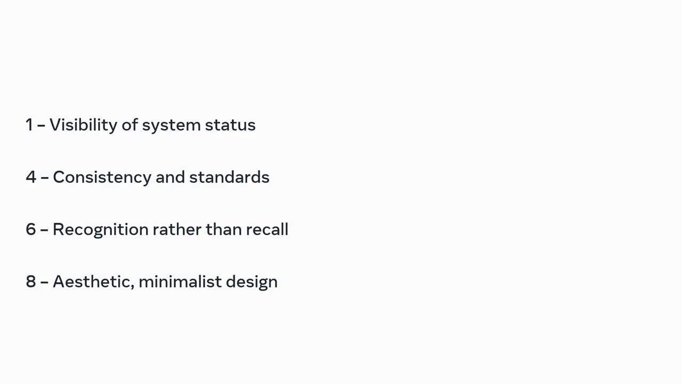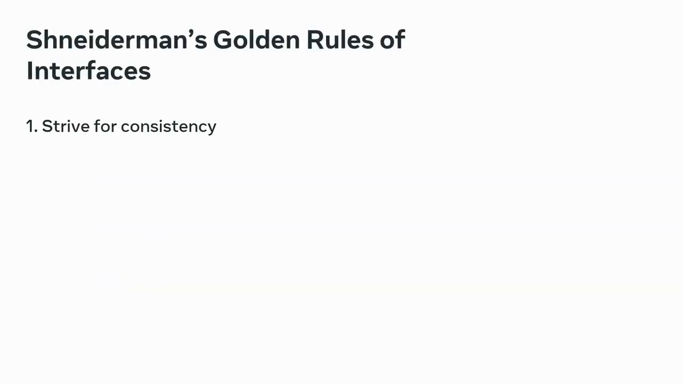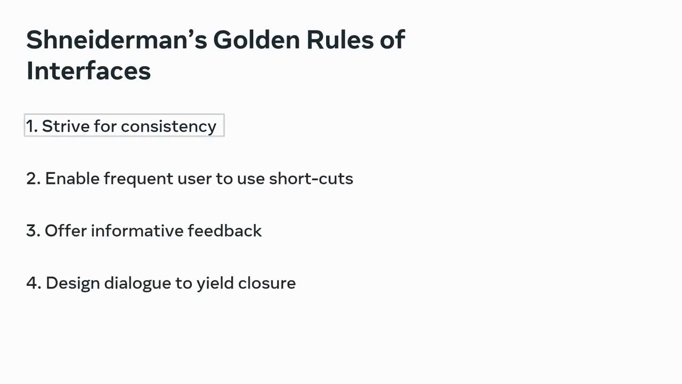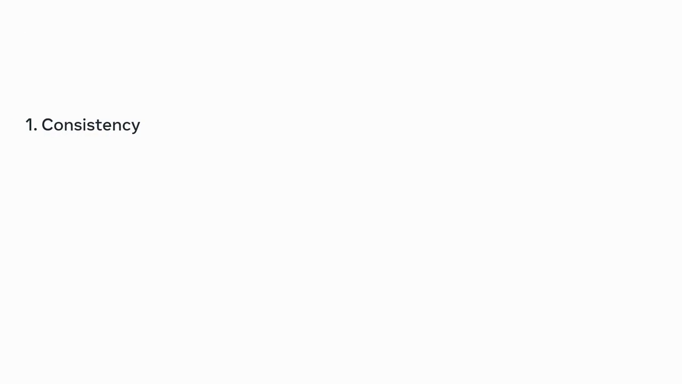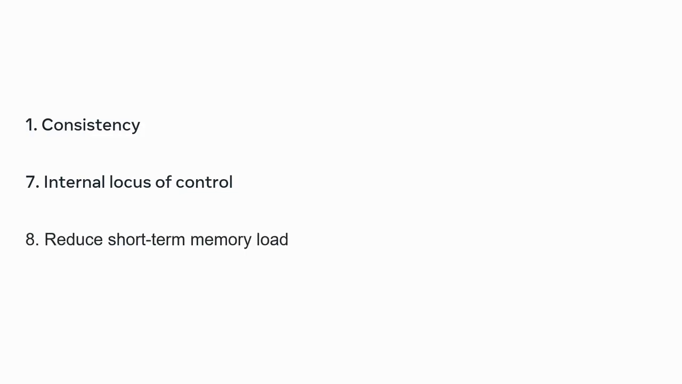And lastly, number 8 requires aesthetic and minimalist design. Not only were Rams and Nielsen's principles violated, but also Schneiderman's golden rules of interfaces number 1, 7, and 8. Let's explore these in more detail. Number 1 is strive for consistency. And number 7 states that the design should support the internal locus of control that allows the users to be the initiators of actions. Number 8 requires that the design should reduce the user's short-term memory load.